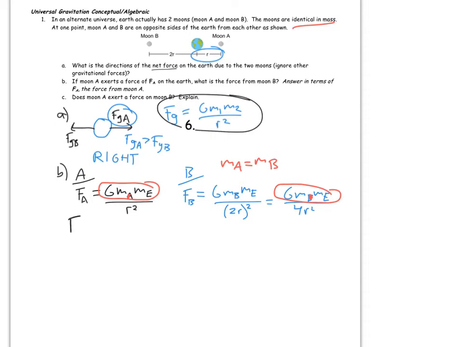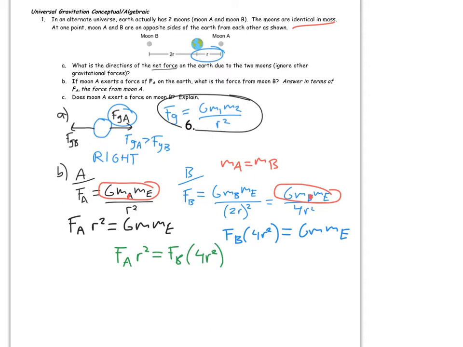I'm going to solve for that top part of the equation. For this equation we have FA times r squared equals GM, where M is just the mass of the moons, times the mass of the Earth. And for this equation, we have FB times 4r squared is equal to GM times the mass of the Earth. So we can go ahead and set those equal to each other. I have FA times r squared equals FB times 4r squared. The r squareds cancel out, and I find that FA divided by 4 is equal to FB.